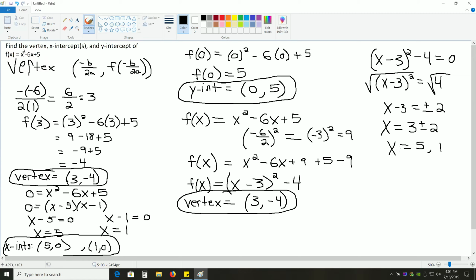And with a quick check, we could prove that both of these are true by plugging them back into the original equation that we started with, this x squared minus 6x plus 5. So our x-intercepts are 5, 0, and 1, 0 again. And again, we will label them.